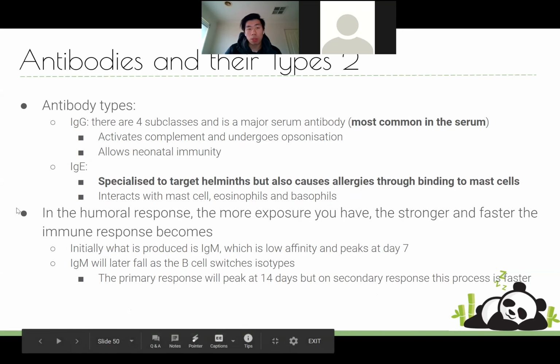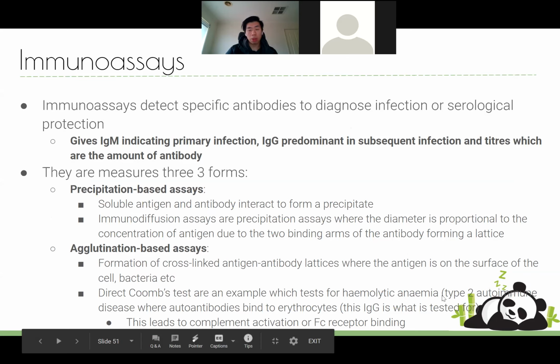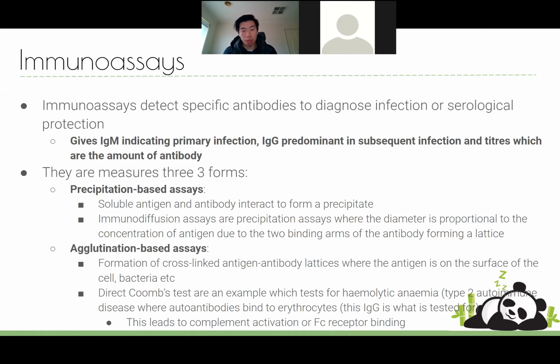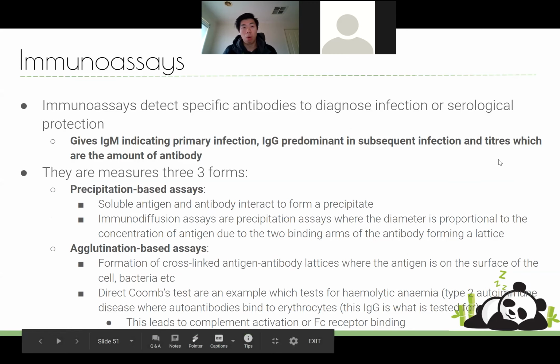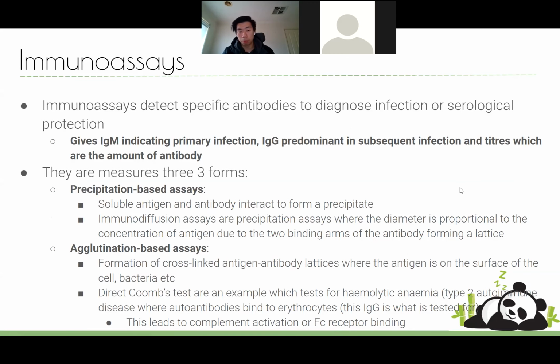Basically, the more response or exposure you have, the stronger and faster your responses will be. Cool. There are 3 immunoassays, basically ways to measure your immune response. As a general principle, IgM will always be your marker of initial infection, and IgG will be a marker of subsequent infection or more prolonged immunity towards it.